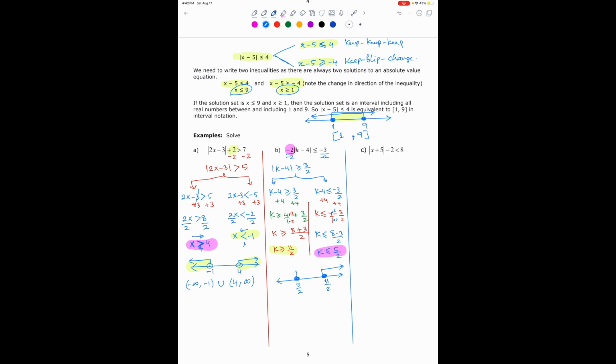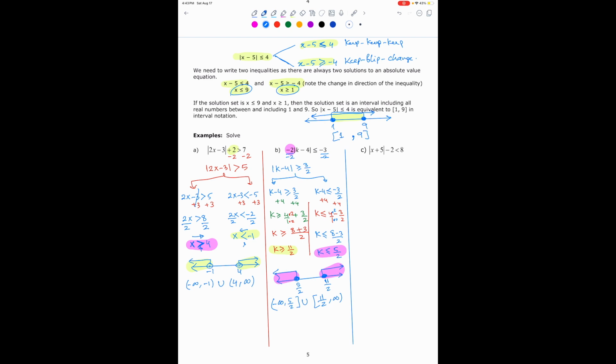So I'm going to go from 5 over 2 all the way to the left, which means this interval and that interval are the solution, or the union of both of them. The first interval goes from negative infinity to 5 over 2 included, union 11 over 2 included all the way to positive infinity, and that is the solution.